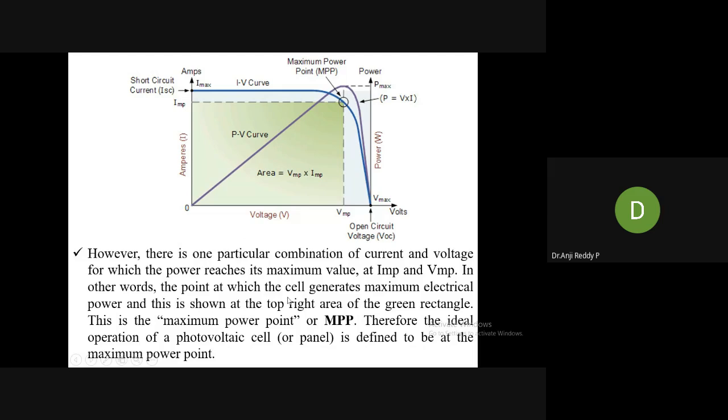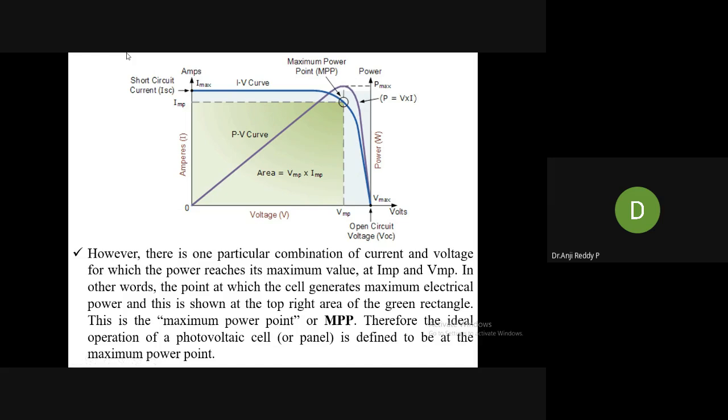In other words, it is the point at which the cell generates maximum electrical power, and this is shown at the top right area of the green rectangle. Okay, this is the green rectangle, and the top right area is this one. That point is the maximum power point, MPP. Therefore, ideal operation of a photovoltaic cell is defined to be at the maximum power. Always we have to study solar cells at the maximum power point condition.